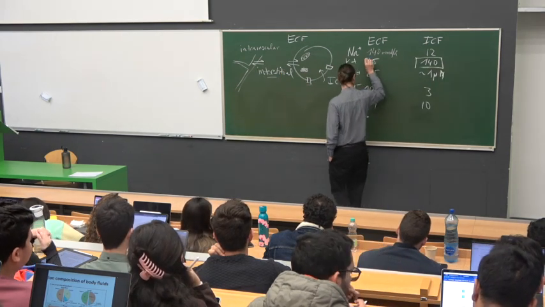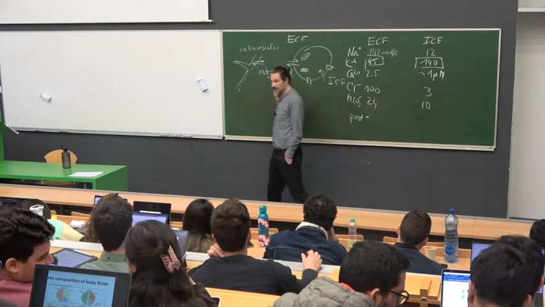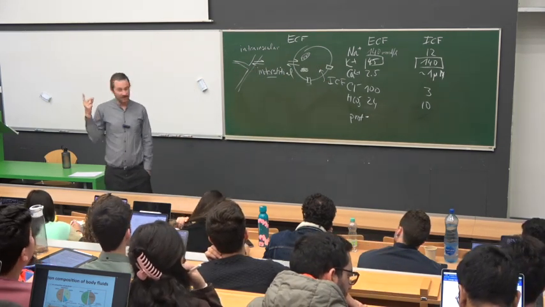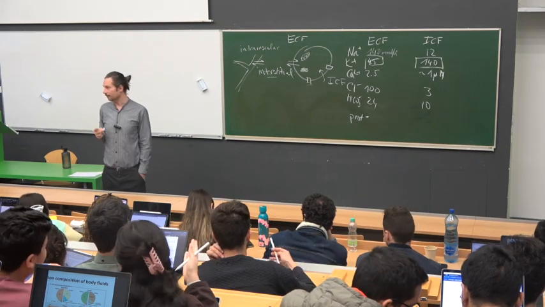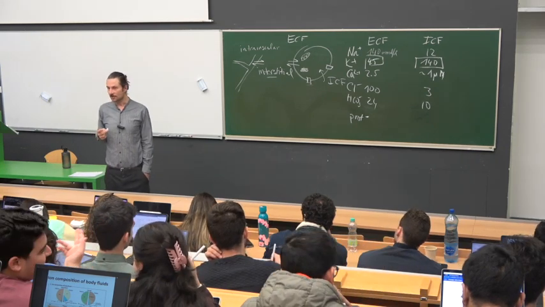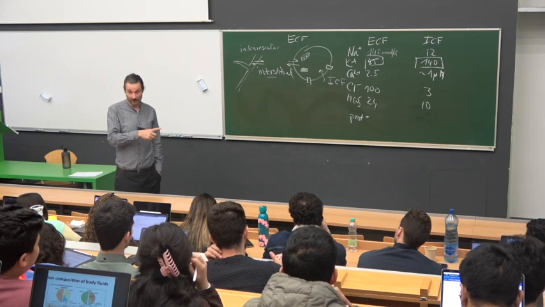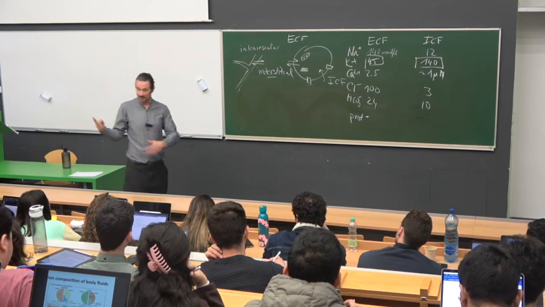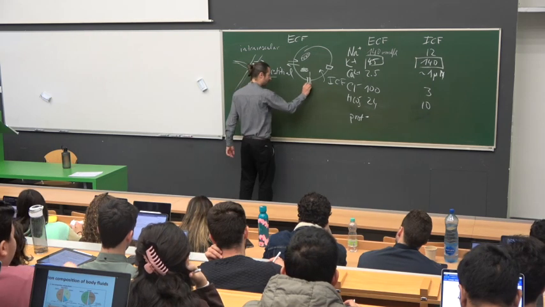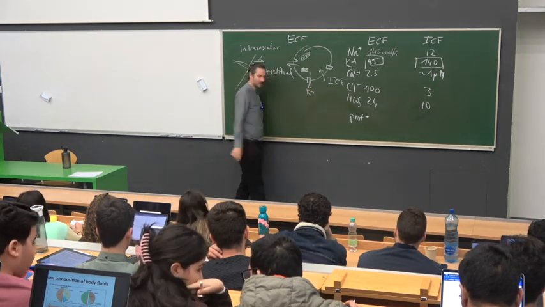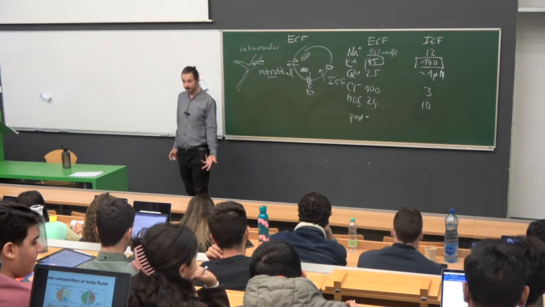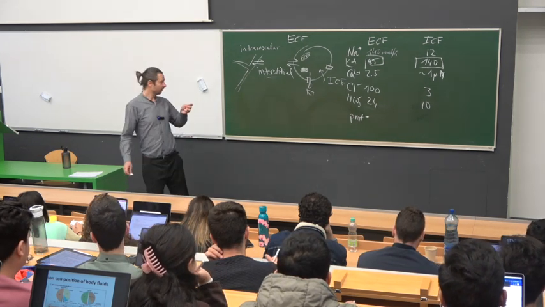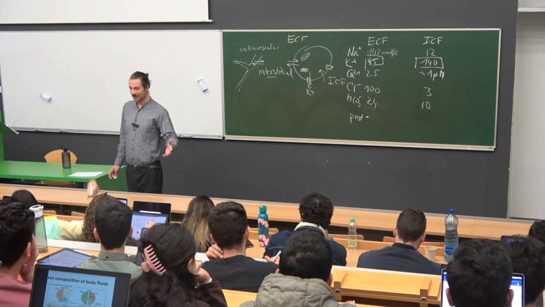The concentration of potassium inside is 140 millimolar, and outside it's only 4.5 millimolar. So the concentration gradient for potassium is, inside is more and outside is less. So what will happen is the potassium ions will start to flow out. Now, of course, they won't just flow out, right?